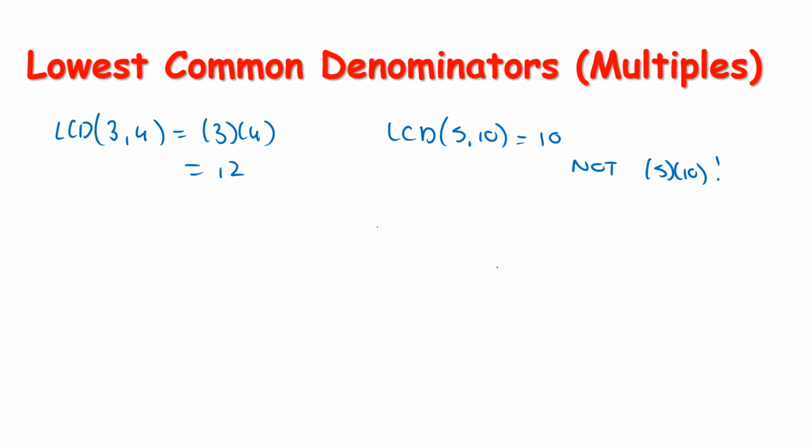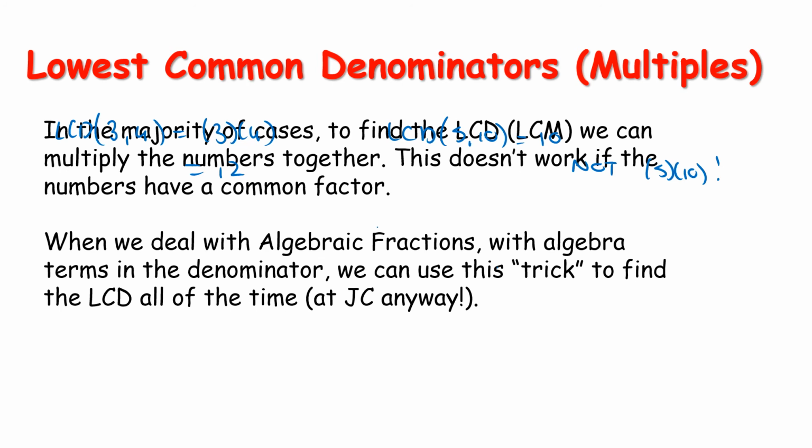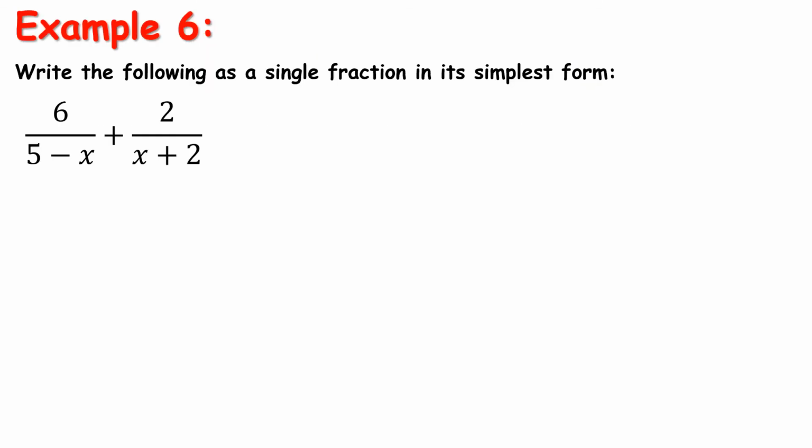However, do you want the good news? In the majority of cases, to find the lowest common denominator or lowest common multiple, you just multiply the numbers together. It doesn't work if the numbers have a common factor. When we deal with algebraic fractions, and this is the good news, with algebra terms in the denominator, we can use this trick to find the lowest common denominator the majority of the time. And for junior cycle, all of the time, okay? So we're not going to panic beyond this now. Example 1.